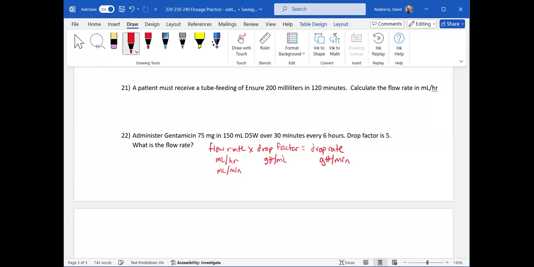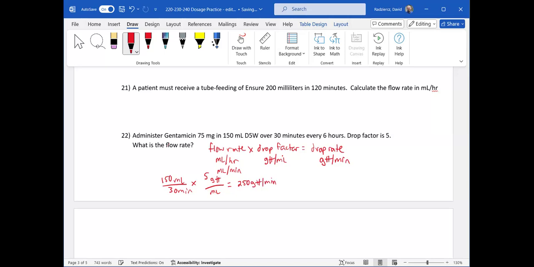If you're calculating a flow rate, it's milliliters per hour. If you're calculating a drop rate, it's drops per minute. So setting this up, I'm going to take my volume over time, 150 ml, 30 minutes, times my drop factor, which is 5 drops per milliliter. And then 150 divided by 3 is 50, and 50 times 5 would be 250 drops per minute.